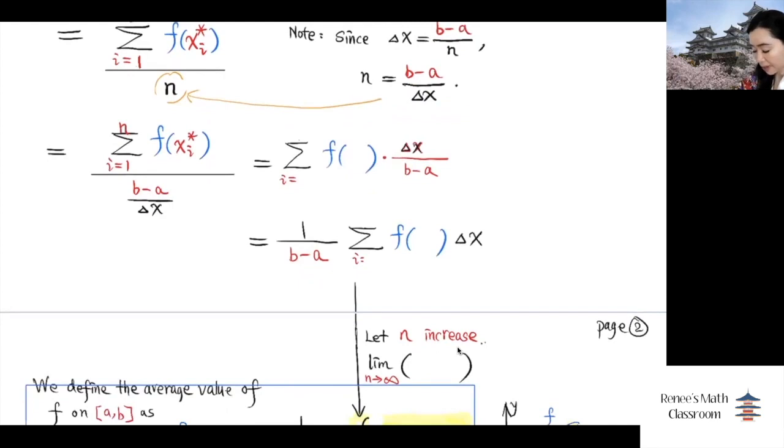Now let's simplify it. Notice that the 1 over b minus a is a constant multiple. It doesn't change as this index changes. So I'm going to bring this 1 over b minus a in front of the sigma, in front of this sum. So bring this constant multiple, 1 over b minus a, in front of this sigma.